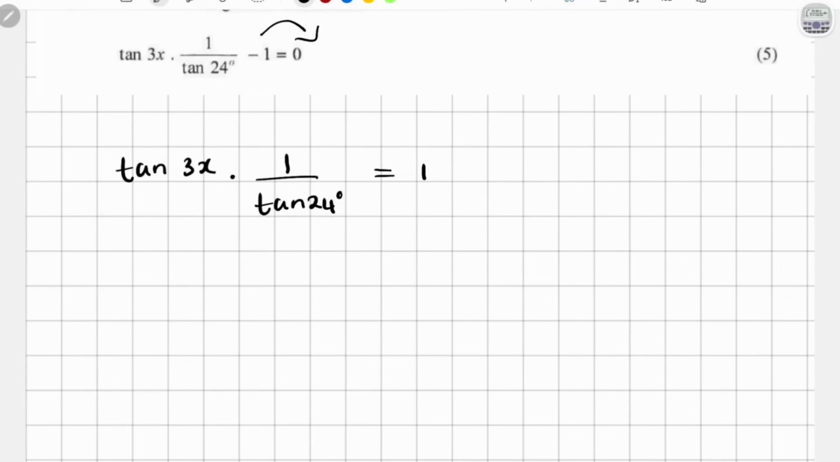This is just tan 24, it's just a number. So we'll divide both sides by 1 over tan of 24 degrees. Okay, let's see what we get here.